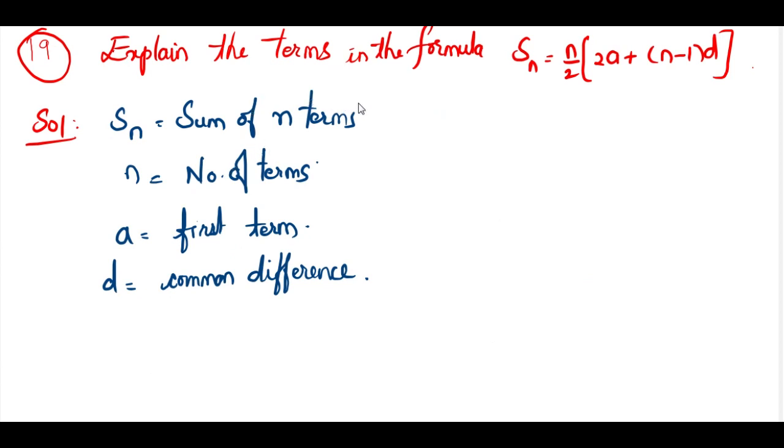Explain the terms in the formula Sn is equal to n by 2 into 2a plus n minus 1 into d. So Sn is nothing but the sum of the n terms. n is the number of terms in that AP. Then a is the first term, whereas d represents the common difference.